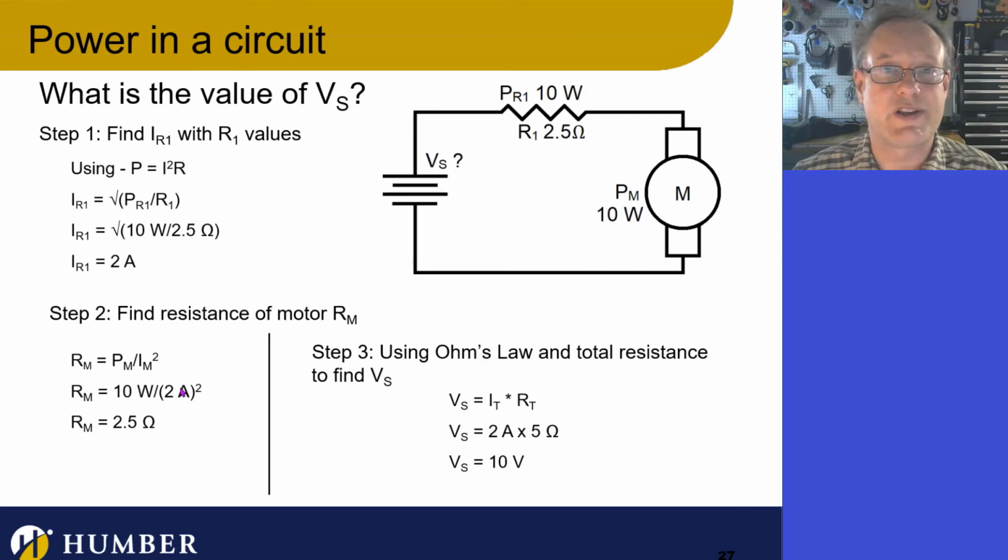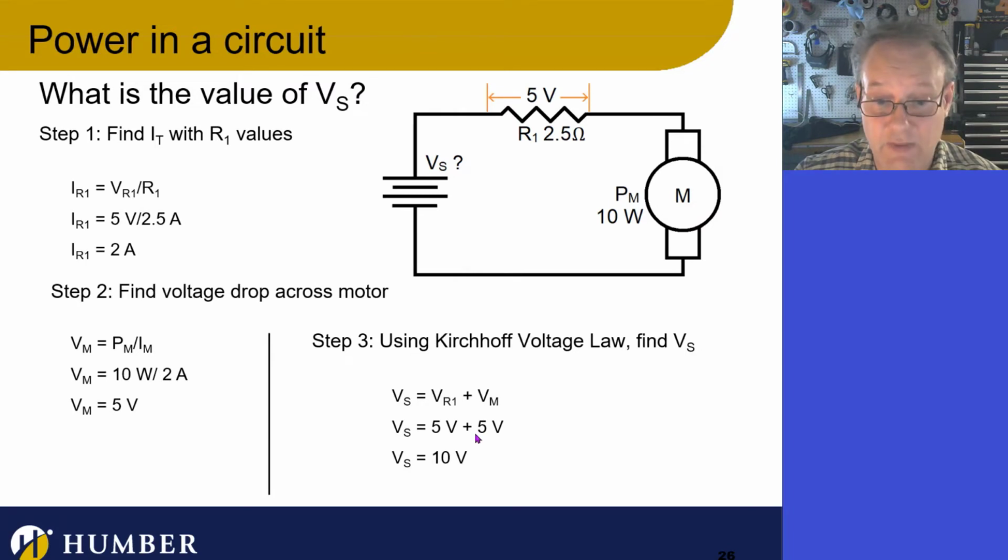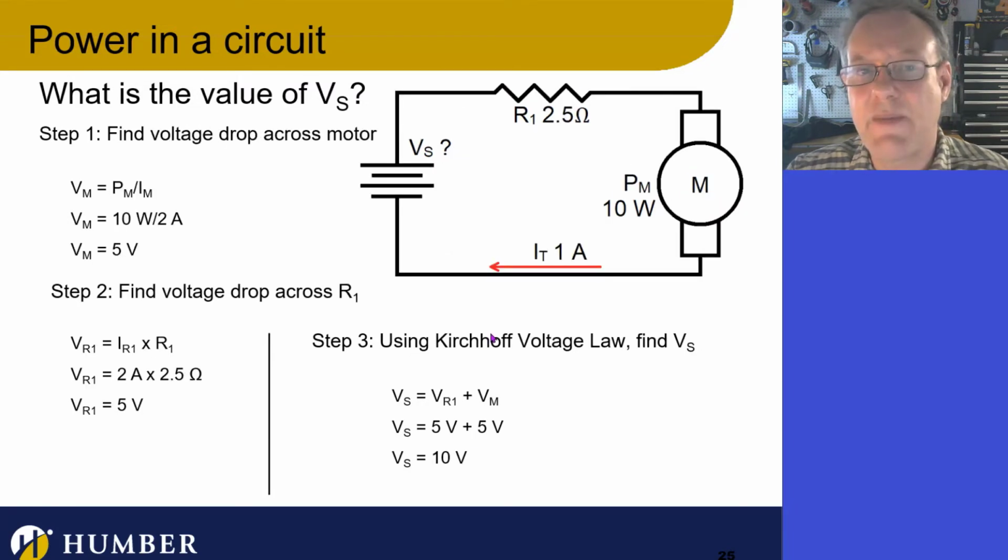Because I know the total resistance. In this case, I didn't even show the calculation for the total resistance. Because if the resistance of R1 is 2.5 ohms, and the resistance of the motor is 2.5 ohms, it's just 5 ohms. So there you go. I didn't even show it because it's just so simple. And that's what's going on, and it's 10 volts. In this case, it was 10 volts. Same thing. I'm just looking at all of this from different angles.